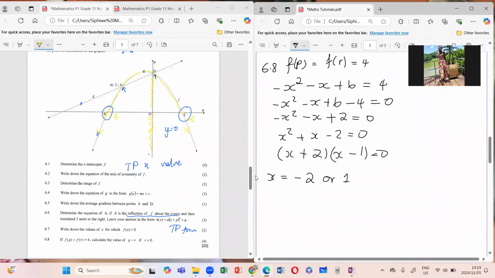Now, they say r is less than 0. So r will be equal to -2 because that's less than 0. And our p minus r is equal to 1 minus negative 2, which equals 3. Okay, that brings us to the end of this question 6. Until next time, keep studying. Bye.